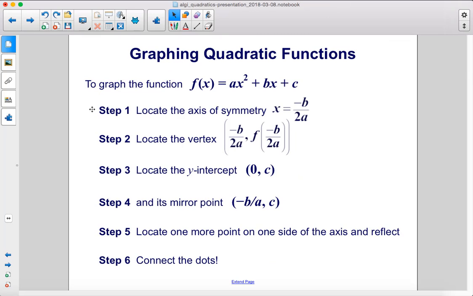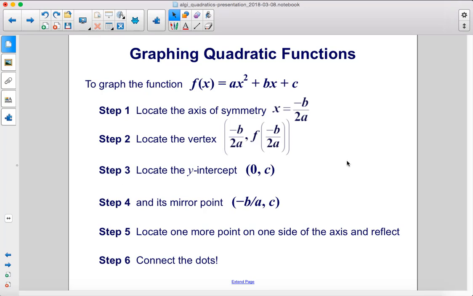To graph the function f of x equals ax squared plus bx plus c, step 1, locate the axis of symmetry at x equals negative b over 2a. Step 2, locate the vertex. Put this value in for the x-coordinate and then plug that value into the function to find the y-coordinate of the vertex. Step 3, locate the y-intercept.